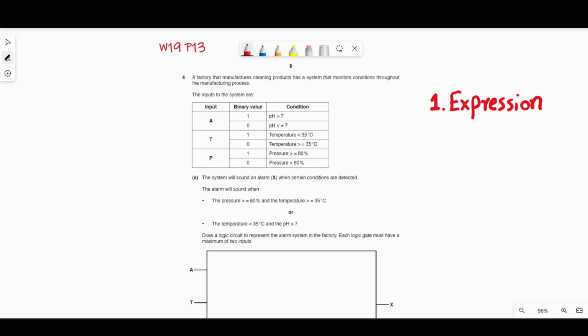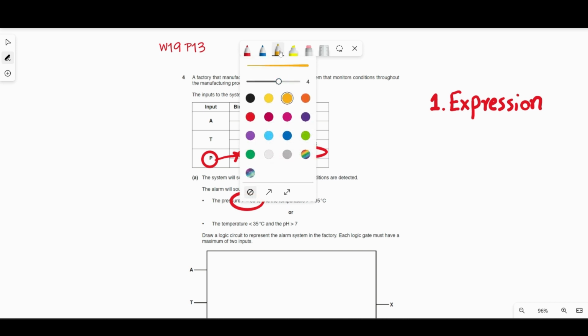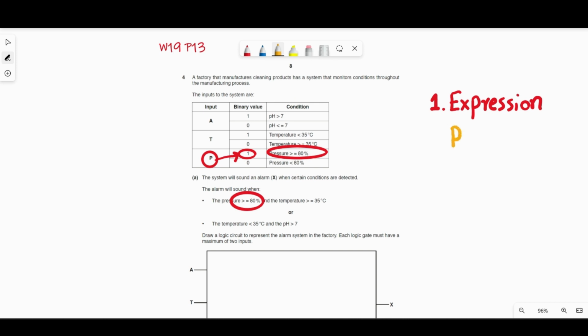Okay, the system will sound an alarm X, so X is our output as mentioned in here. When certain conditions are detected, the alarm will sound when pressure is greater than or equal to 80%. So the first thing to notice, P is for the pressure, greater than or equal to 80%. We are interested only in here. The boundary value of P is 1, which means we have our first expression as P. If P could have been 0, it could have been written as not P, but we'll write P. When P is 1, it is read as P.